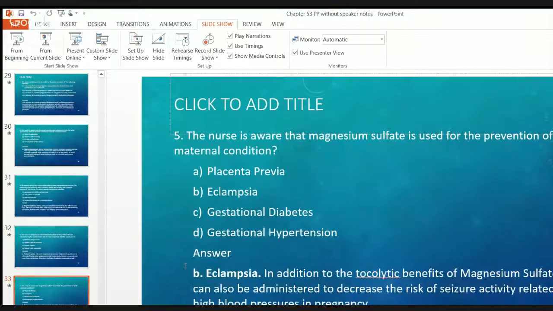And last one, ladies: the nurse is aware that magnesium sulfate is used for the prevention of what maternal condition? We have placenta previa, eclampsia, gestational diabetes, gestational hypertension. Although not quite on the same vein of the topic we were discussing, we did learn that the answer is B, eclampsia, and that in addition to being a tocolytic, magnesium sulfate can be administered to decrease the risk of seizure activity related to high blood pressure in pregnancy.